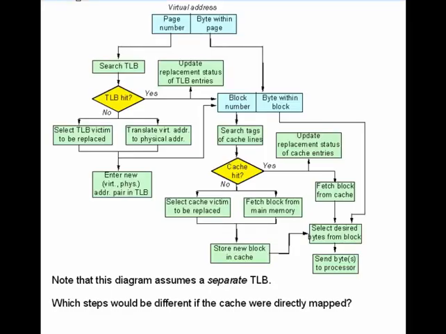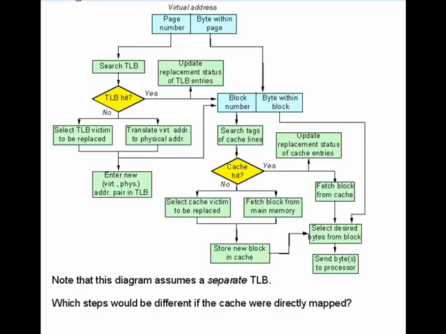Before I go on to set associative caches, I'd like to talk about the diagram that we just saw. Now, note that this diagram assumes that the TLB is separate from the cache. It's also possible to have the TLB and the cache be the same structure, but that's not very common, especially in today's machine, because you'd like for the address to be translated in parallel with cache lookup. It speeds things up considerably.